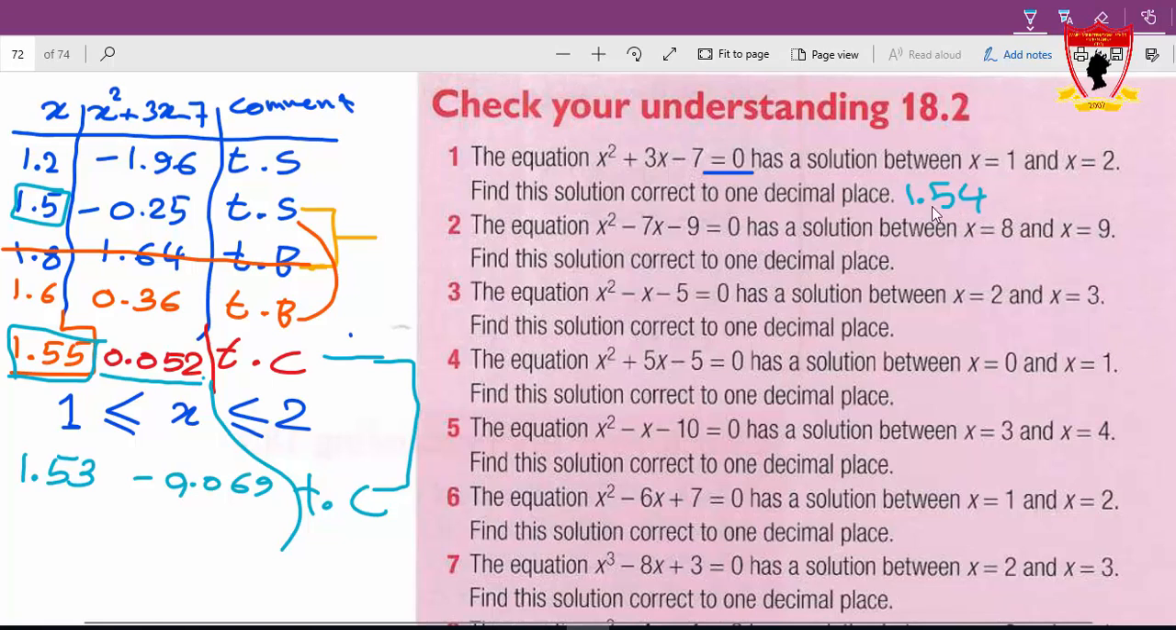Because when you substitute 1.54 in this equation, you get a number that, when you round it to the first decimal place, is equal to 0. That's what the question wants. Trial and improvement always has the exact same idea as I did here for question 1. Then let's do the same thing for the next question, and the rest will be your homework because they all have the exact same idea.